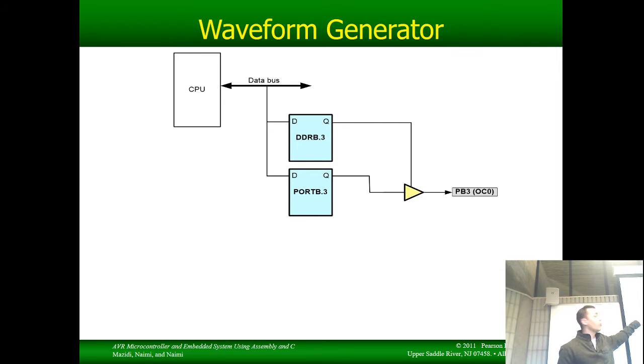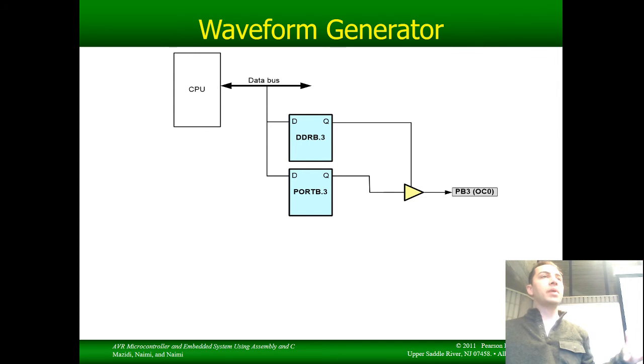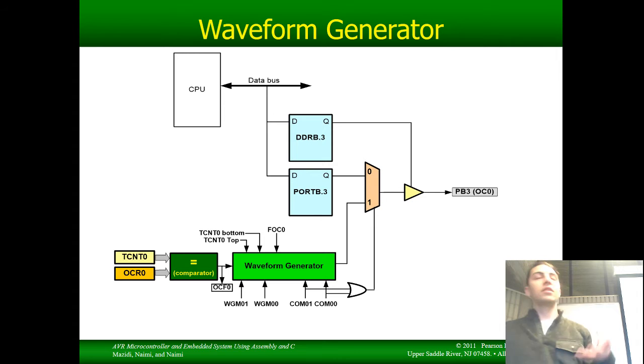This right here is what we've thought of as the I/O hardware. Data direction register controls this tri-state buffer. We've got a D-flop for the port register. So when you write a 1 to the port register, it puts out 5 volts. When you write a 0 to the port register, it puts out 0 volts. But on certain pins, there's this added hardware. This added hardware is driven by the waveform generator.